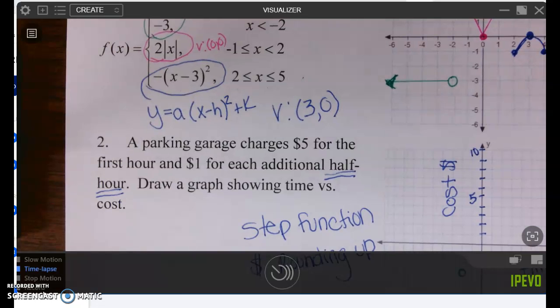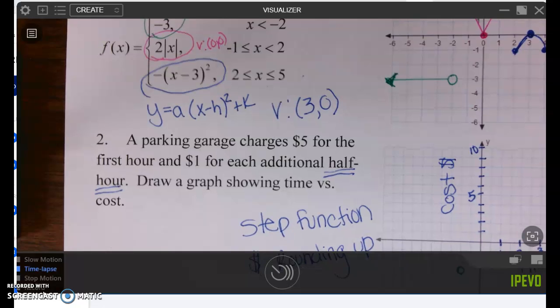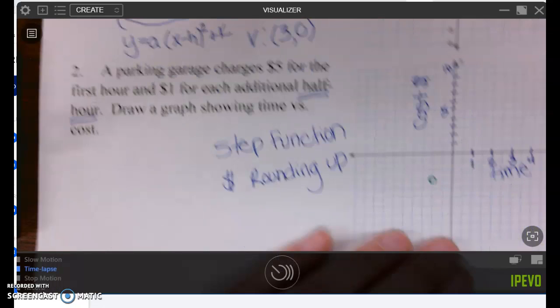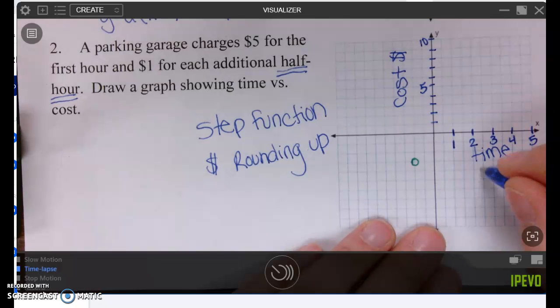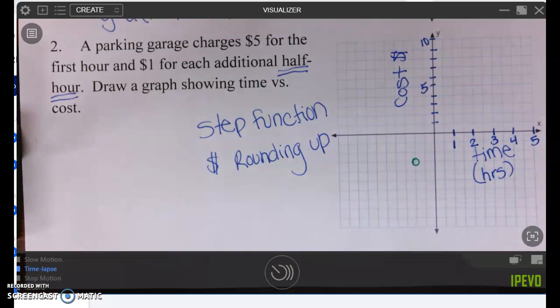And then on the x-axis, I am going to skip some lines here. I'm going to go 1, skip a line, do 2 hours, skip a line, do 3 hours, skip a line, do 4 hours, skip a line, do 5 hours. And I'm skipping a line just because I want to make sure I can do every half an hour. Time in hours. Alright, so on my x-axis, I have 1 hour, 2 hours, 3 hours, 4 hours, 5 hours with a space in between for the half hour.